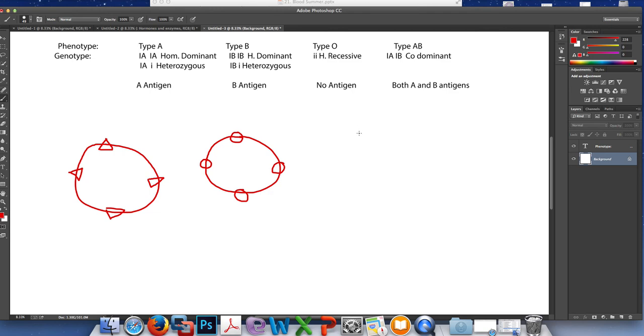Again, our type O blood will have red blood cells that have no antigens or surface proteins on them. And then type AB erythrocyte will have both A and B proteins on them.